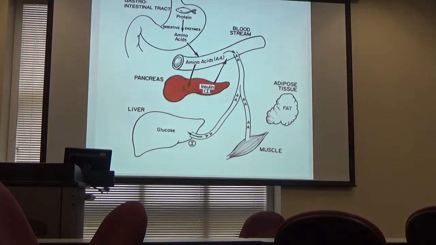Here's the metabolism of proteins. Proteins are broken down into amino acids. The amino acids get absorbed out of the GI tract and they enter in. They are also a stimulus for insulin release. Sugar levels will not go up, glucose levels don't go up, but insulin gets released. And insulin will move along with them, and in the presence of insulin, muscle will take up amino acids, and so will the liver.